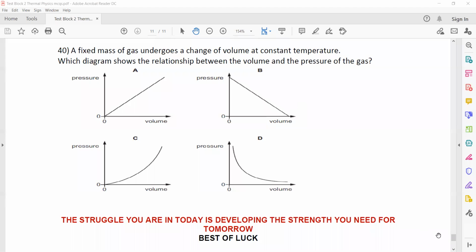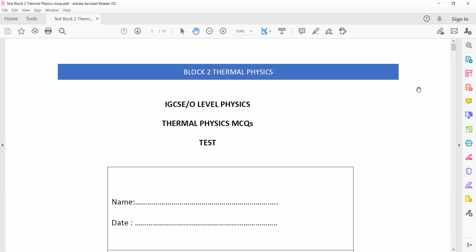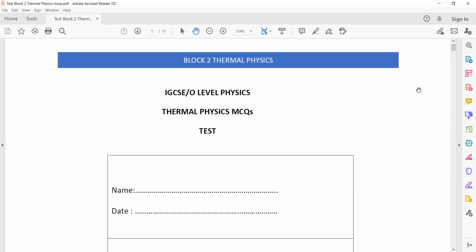So this was the thermal physics multiple choice question test discussion. Hope you understand all the MCQs which I discussed.